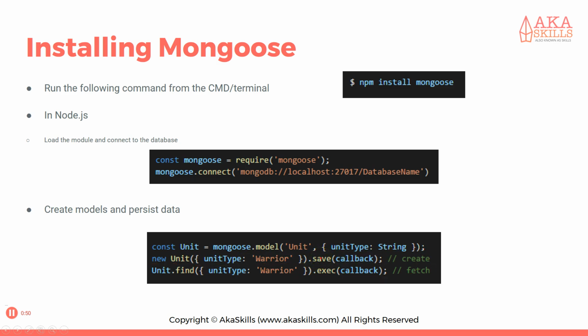And that's how easily you can create another record. So again, I'm saying new Unit. Inside it, I provide the body, and at the end, I say .save, and I have a callback. How can I fetch? Well, I can say Unit.find, again with what I'm looking for, and say .exec with a callback.